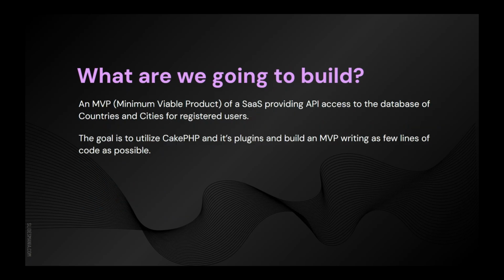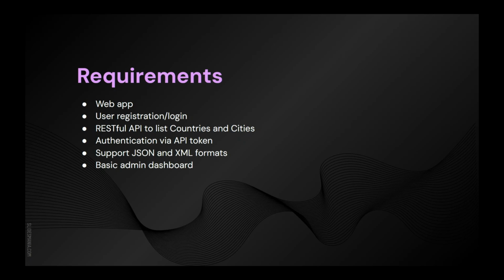And what we are going to build today is a minimum viable product of a SaaS providing API access to the database of countries and cities for registered users. The goal is to utilize CakePHP and its plugins and build an MVP writing as few lines of code as possible. The requirements for the app are: it has to be a web app, it needs to have user registration and login, and it has to provide a RESTful API to the list of countries and cities. Authentication needs to be done via an API token, it needs to support JSON and XML formats, and it needs to have a basic admin dashboard.